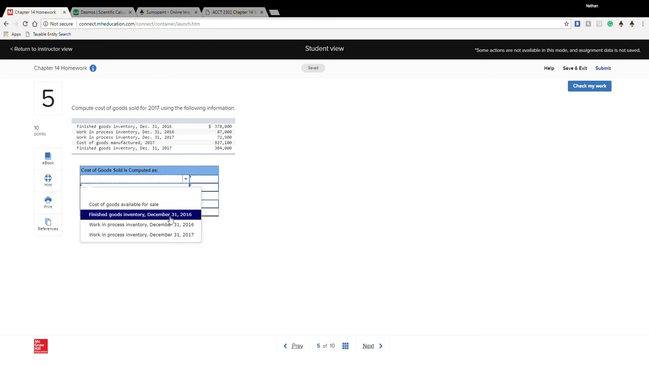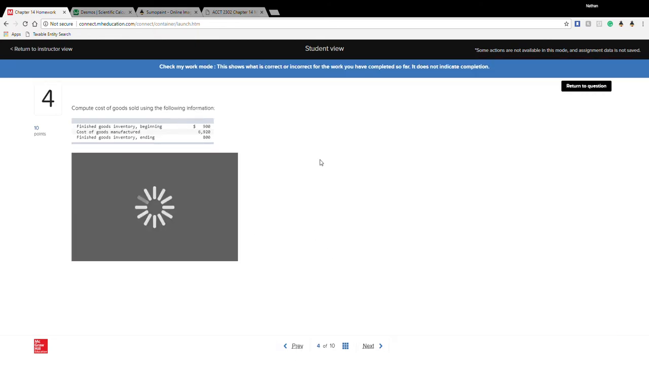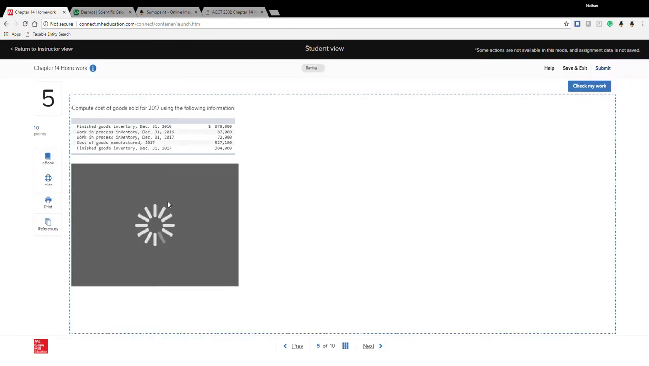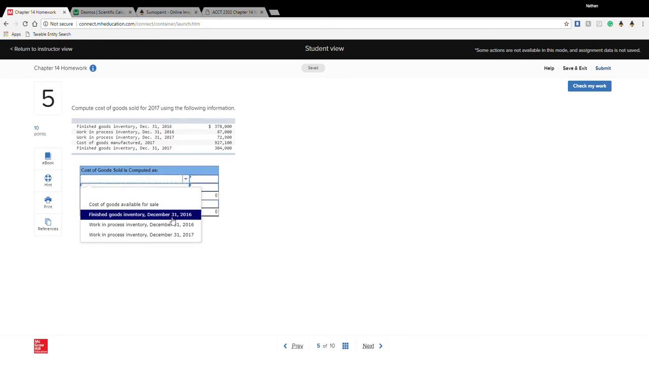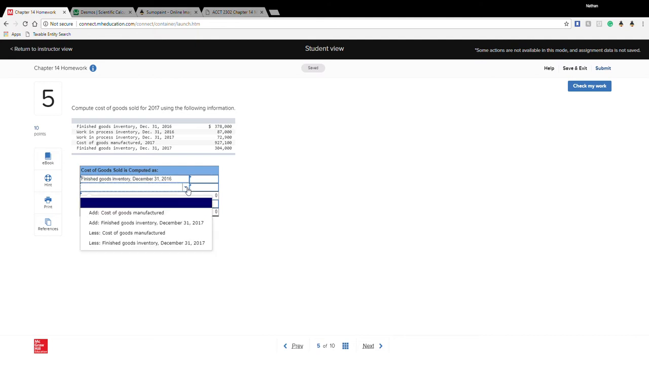But again, we know cost of goods sold does not deal with WIP or work in progress. It only deals with 3 accounts. And if I need help also, now that I know this is correct, I can just go right back to this one. And it looks like it's just copying down the items. Yeah? So, finished goods on 2016, because that's the way we begin, 2016, and we're looking for 2017.